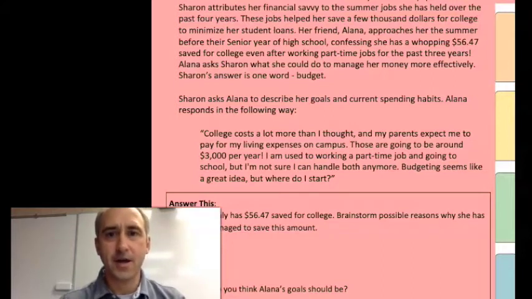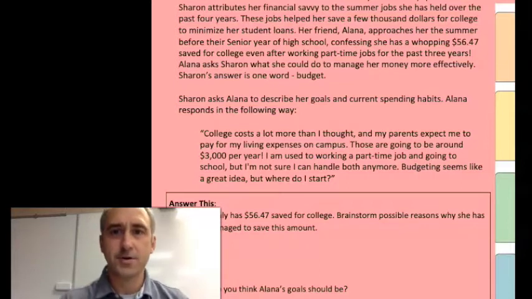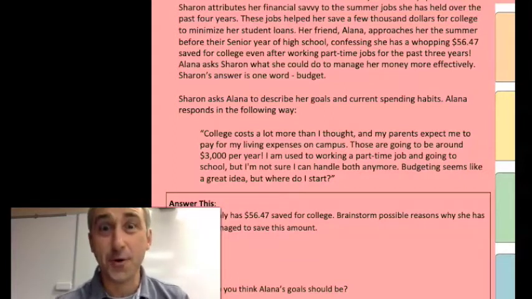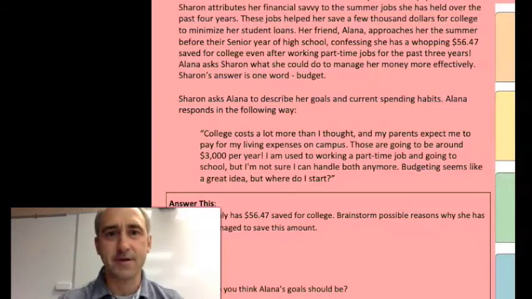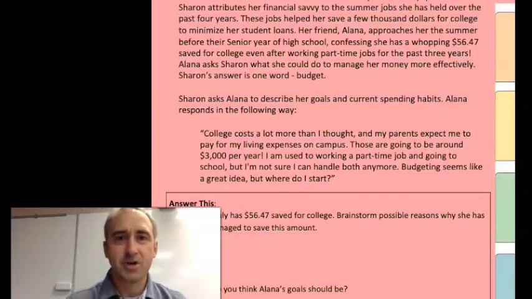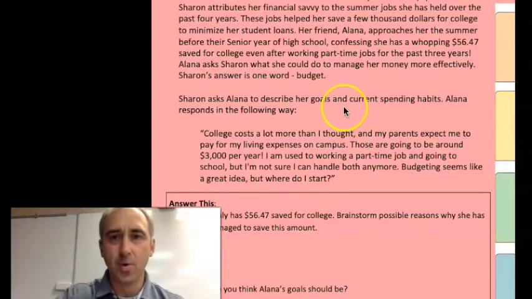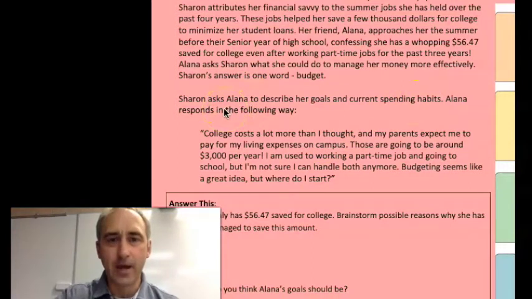Her friend Alana approaches her the summer before her senior year of high school, confessing that she has a whopping $56.47 saved for college, even after working part-time jobs the past 3 years. Alana asks Sharon what she could do to manage her money more effectively. Sharon's answer is one word: budget. Sharon asks Alana to describe her goals and current spending habits. Alana responds in the following way.